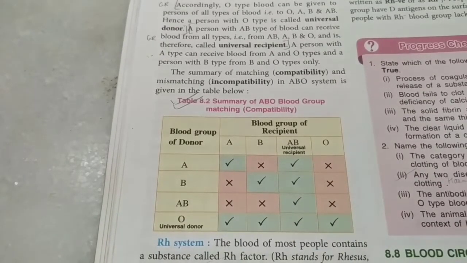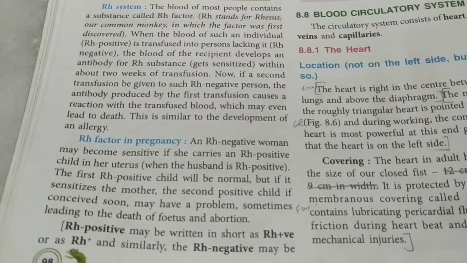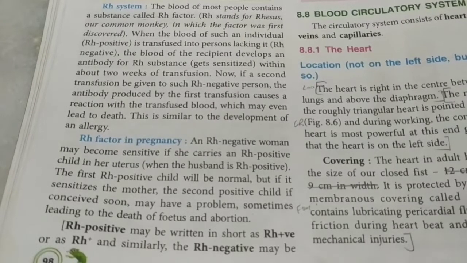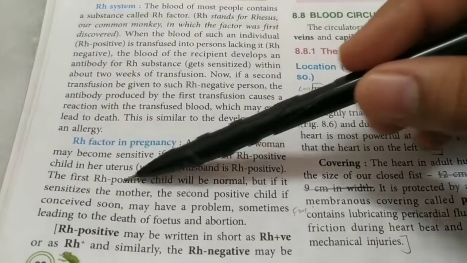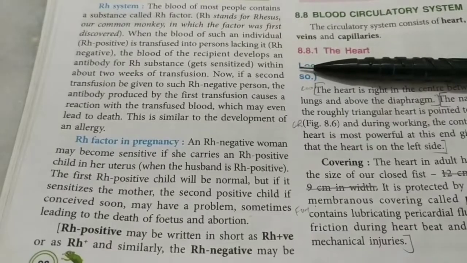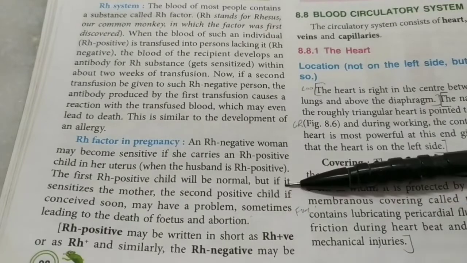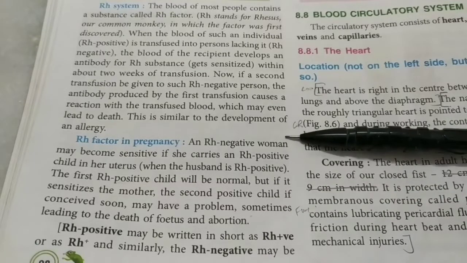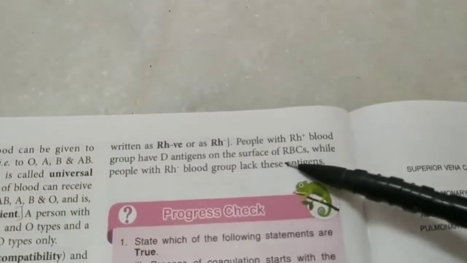What about pregnancy? If the mother is Rh negative, and what if the child is Rh positive, because the husband was Rh positive, the father that is. For the woman, this Rh positive factor will be a foreign substance. The first time, the woman will get sensitized and the first delivery will be fine. But if she has a second Rh positive child, then there may be some problem, abortion may happen. The Rh factor is also called D antigen on the surface of RBCs.